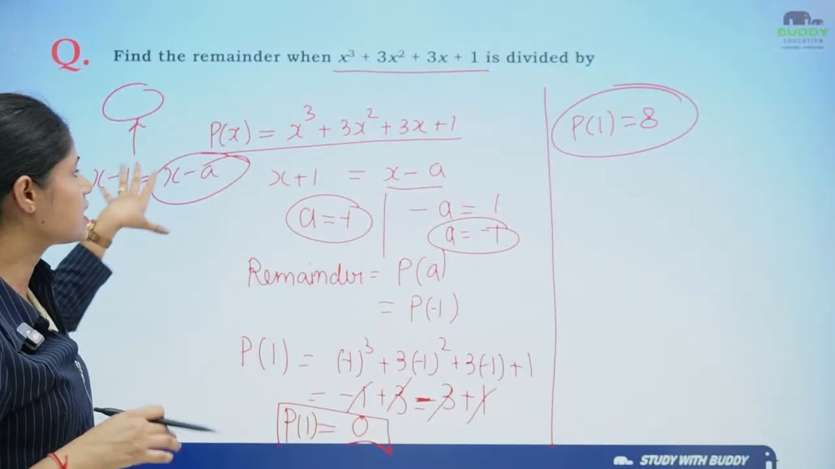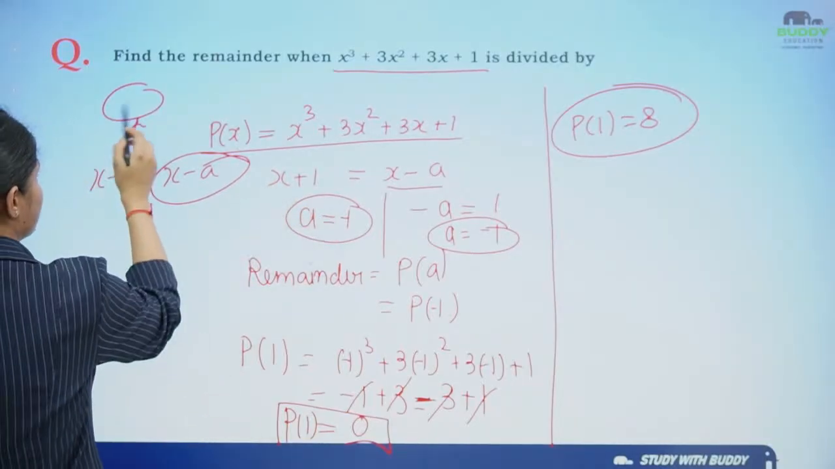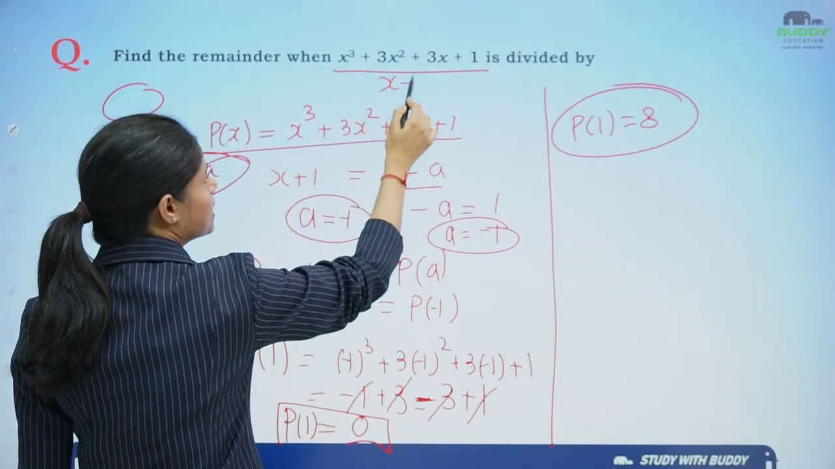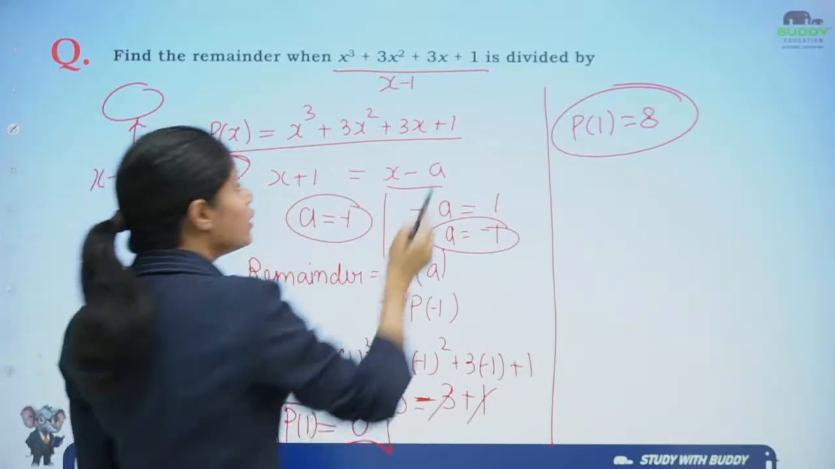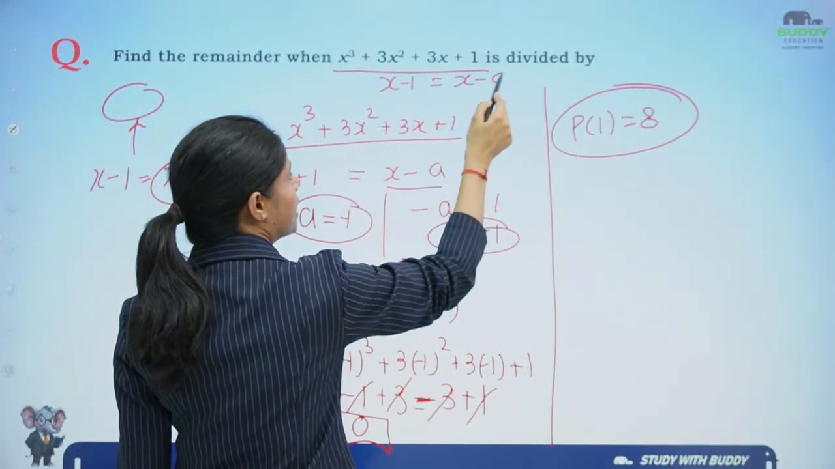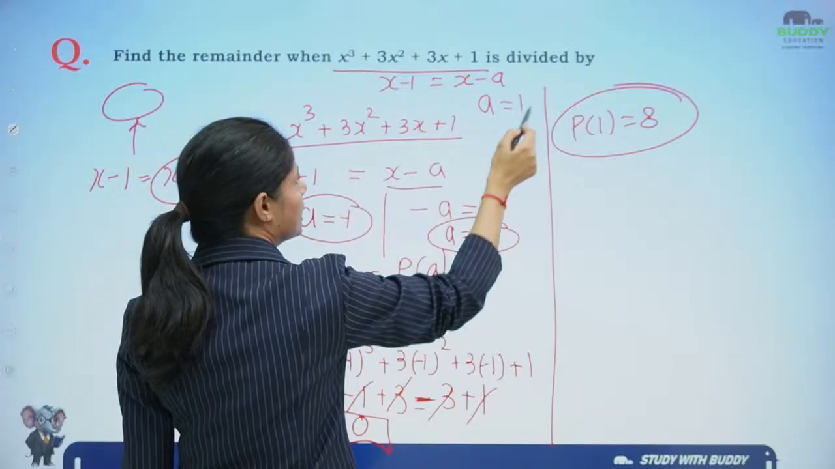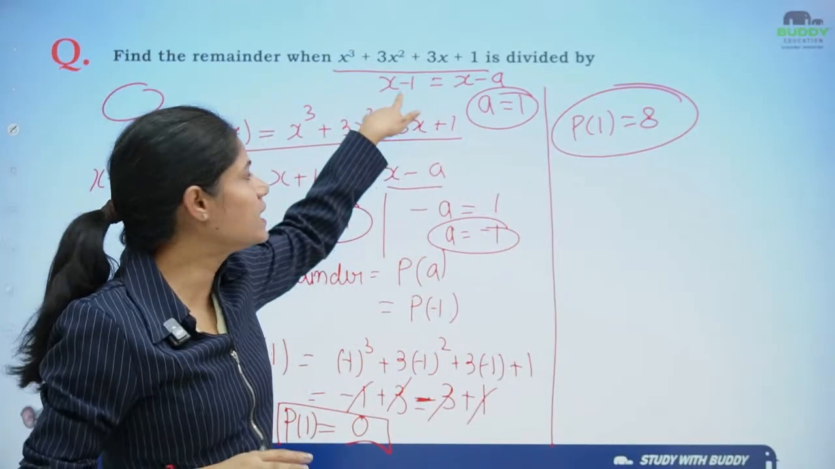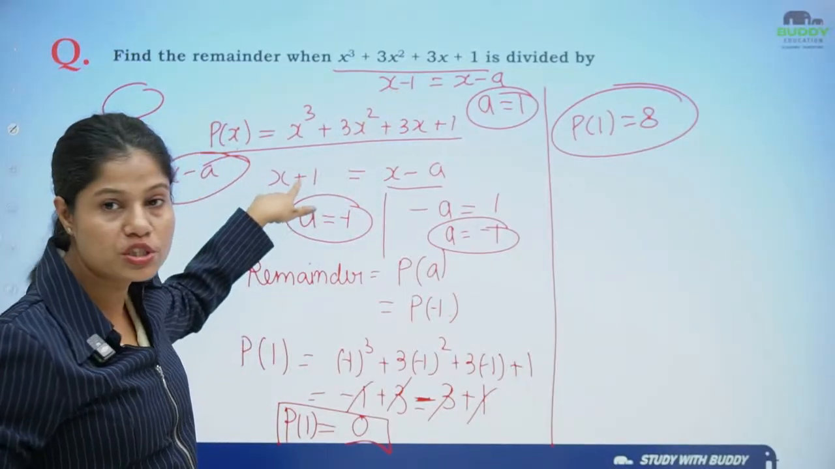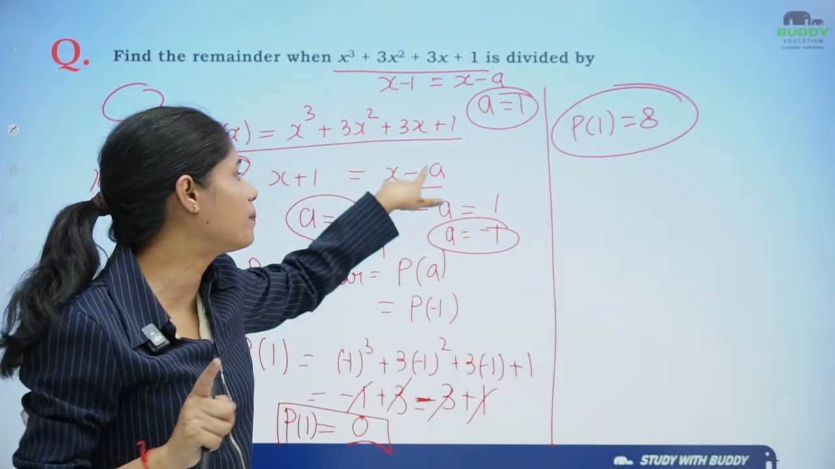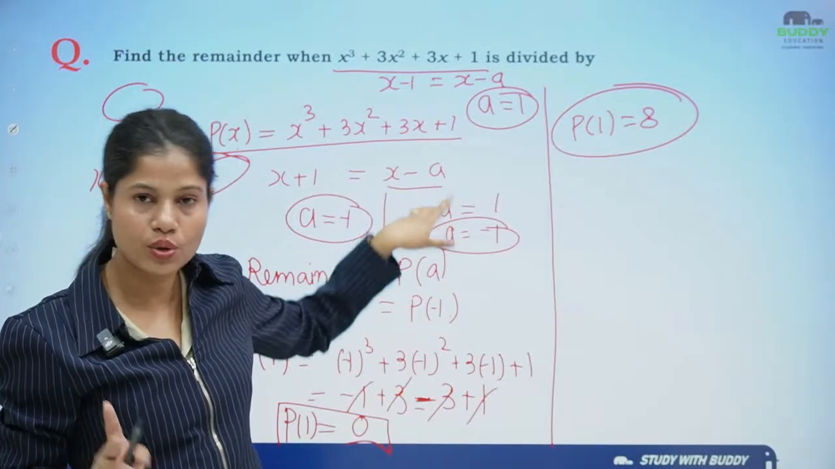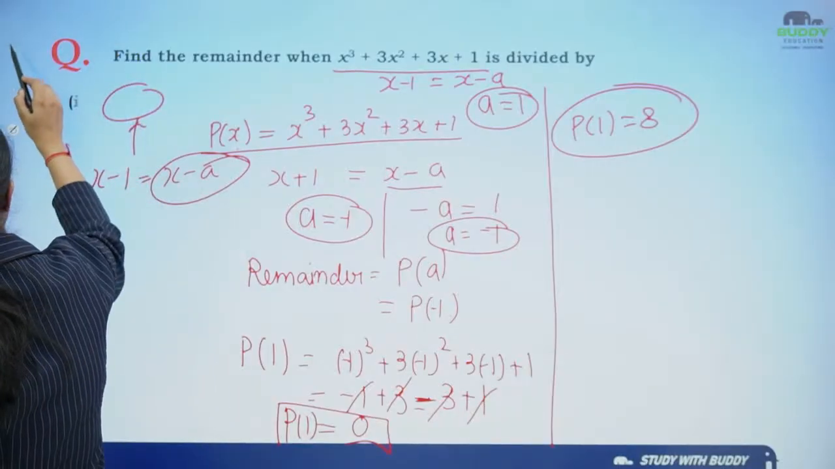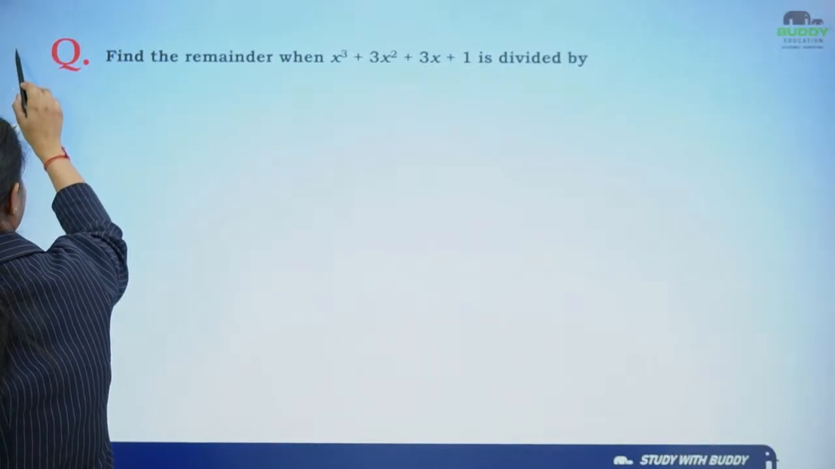Even in the case where the question came that divide this polynomial by x minus 1, you'll compare this with x minus a, and in this case you'll get a as 1, right? So you have to make sure that no matter whether the sign is negative or positive, you will always compare this with x minus a, okay? All right, this is one question. Now let's move to the next question. There is one more question.